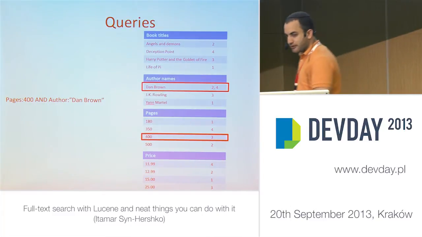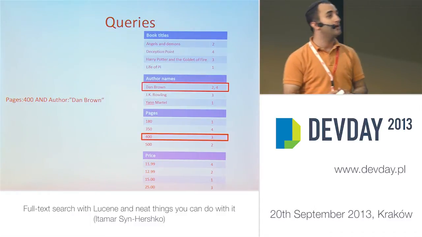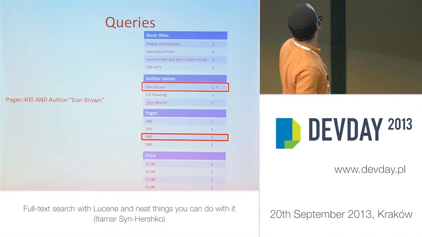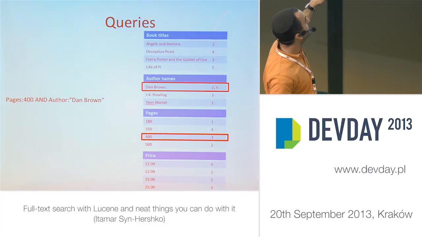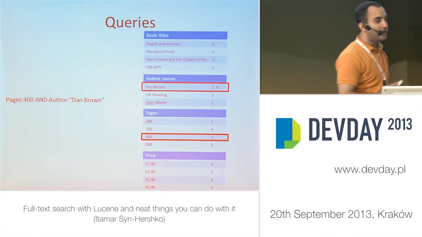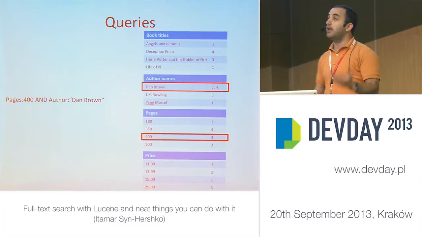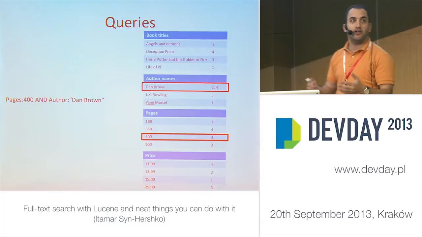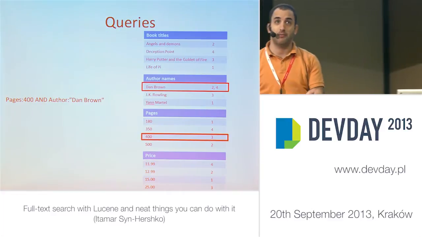So here's another example. I can now combine multiple queries. I can ask for pages 400 and author Dan Brown. The first query will match this one here. The second query will match this one here, but there is no intersection between them, so the query will return empty results. I can either play with the query itself, I can use an OR operator, or I can use another value to actually match a book.